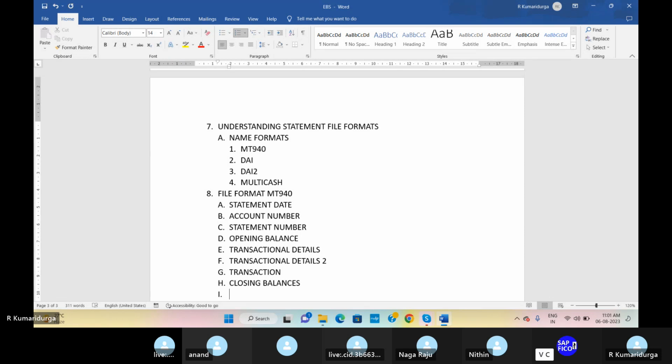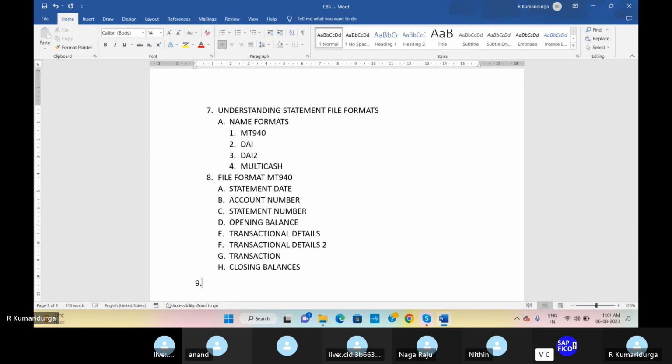I will just give you the example. You can just write down, ma'am. Example of MT940 format. Ninth point is example of MT940 format. Okay, MT940 format.